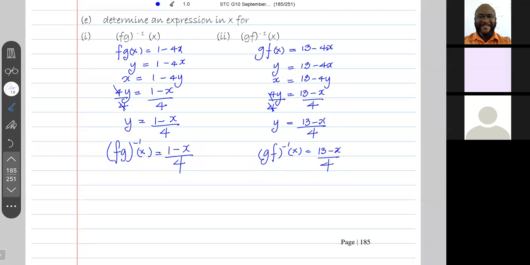So that is us finding the inverse of a composite function. And the steps you take to find the inverse of a composite function are the same steps you'll take to find the inverse of a regular function.